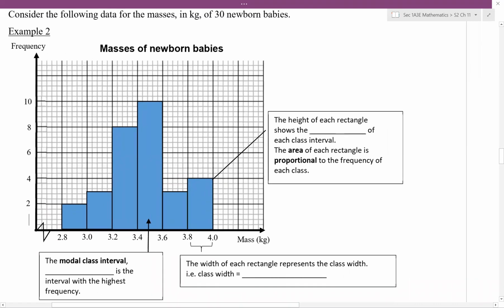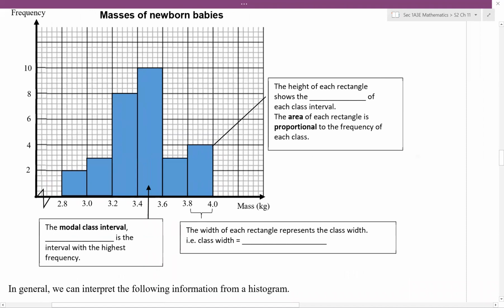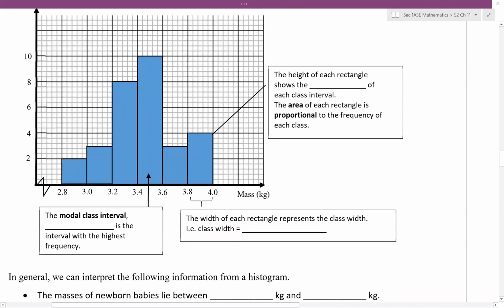Now, let's start with the modal class interval. That talks about the mode. In this case, the one with the highest frequency refers to this particular interval. So we call the interval from 3.4 less than x less than or equal to 3.6. This is the interval with the highest frequency.